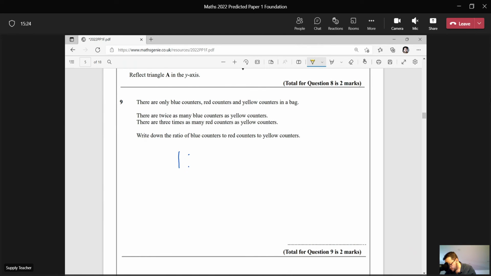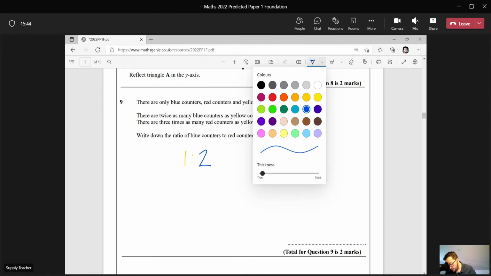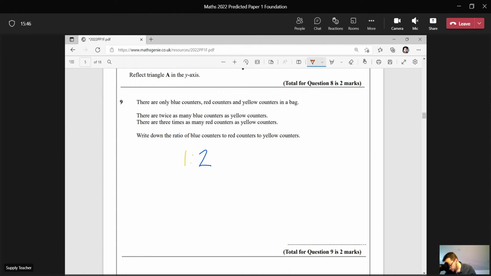No, that's the other way around, sorry. Apologies, so let's just rub that out. So for every yellow, there is going to be 2 blue. And then it also says there are 3 times as many red counters as yellow counters. So we can use the same ratio. For every 1 yellow, we're going to get 3 red. Okay, so from yellow to blue to red, it's 1, 2, 3.